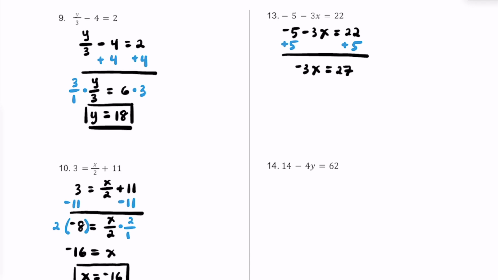Now we have a one-step equation, and we want the coefficient for x to be positive 1. In order to do that, let's go ahead and divide both sides by negative 3.